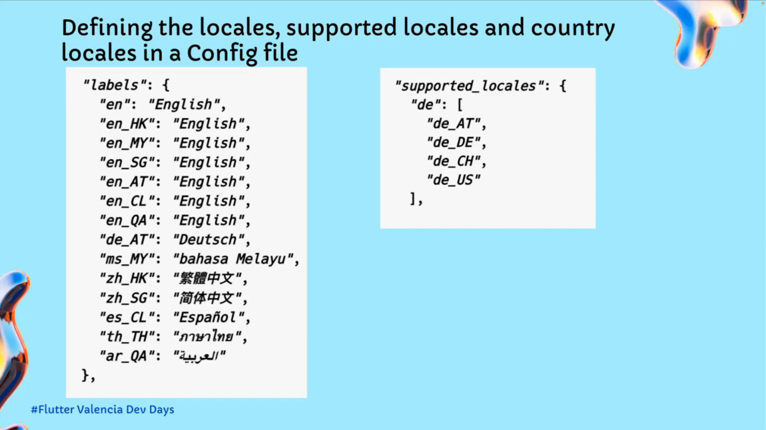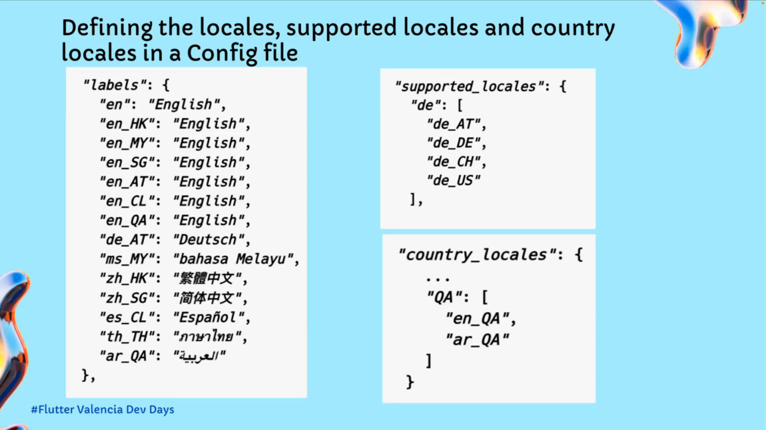Then we set the supported locales, which is basically the locales that are available for each language. So for example, in here we see that German is supported in Austria, in Germany, in Switzerland, and in the US. Then we set the country locales, which are the locales that are available in a specific country. So here we say that English and Arabic are supported in Qatar, which is QA. These three things gave us a source of truth for all of the languages that we supported.